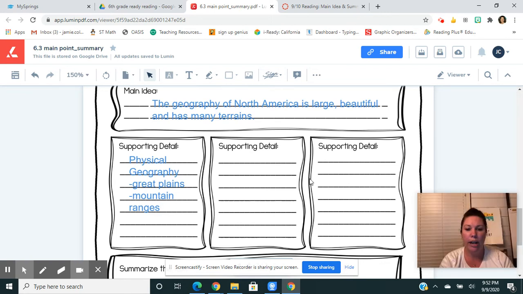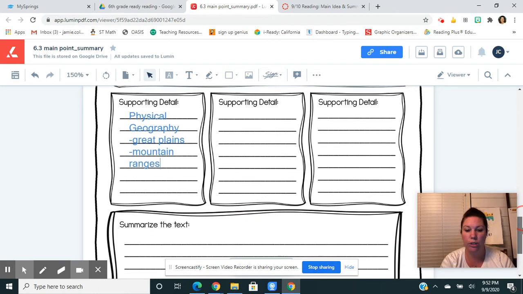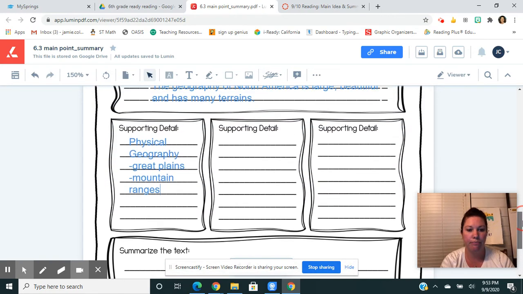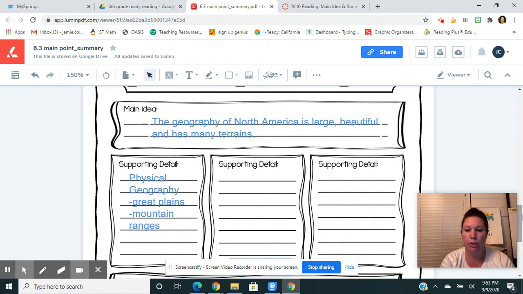But right now I'm just kind of writing down notes because in the last part is when I'm going to write my summary, which is just going to be one paragraph. Okay, so my next supporting detail is going to be on the Great Lakes. So I'm going to put that in here.